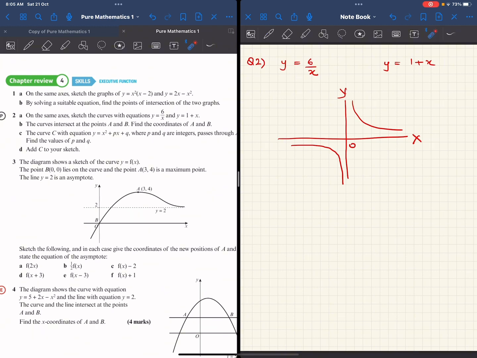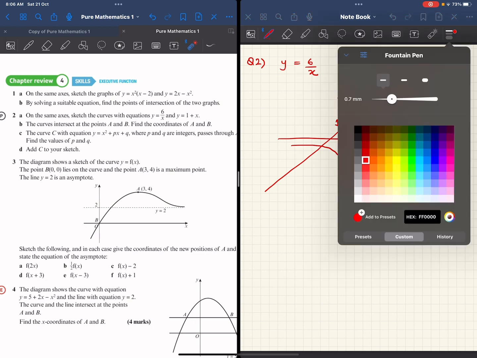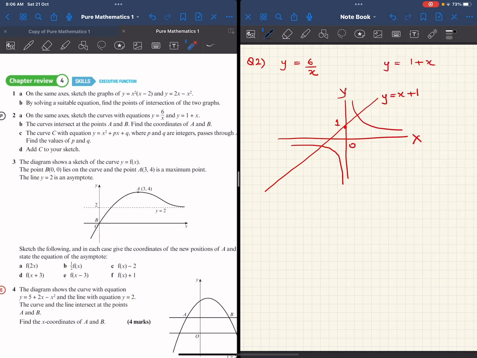The second graph is a graph of a straight line with positive gradient and y-intercept as 1. So this is the y-intercept, which is 1, and the graph has a positive gradient. So this is the graph of y is equal to x plus 1. Now the two graphs intersect at points A and B. So here are the points where the graphs intersect. Let's call this A and this one B. Find the coordinates of A and B.